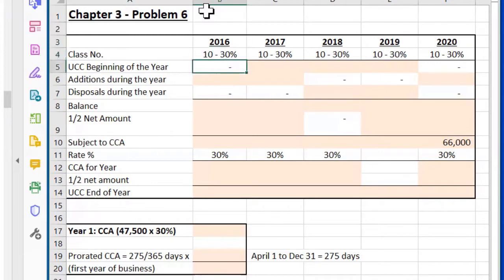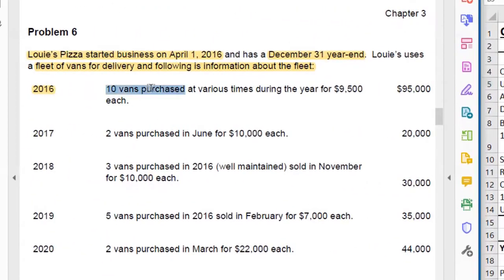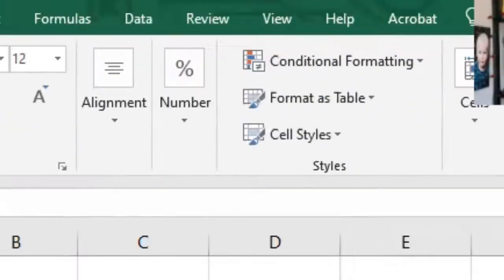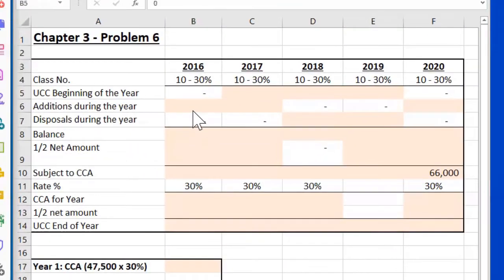UCC at the beginning of the year is not anything. So we're going to have some additions during the year. So I'll pop over here and I'll say 10 vans were purchased at various times through the year for $9,500 each for a total of $95,000. Are you kidding me? You're getting a delivery van for under 10? Wow. Okay. Doesn't matter. We've got additions during the year of $95,000. No problem. We don't have any disposals during the year. All we have are those additions.